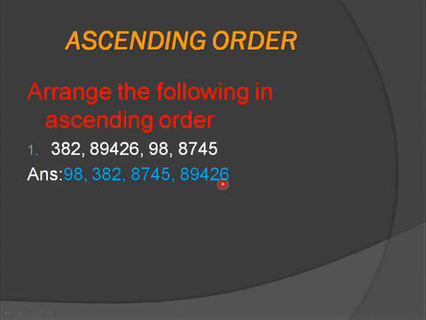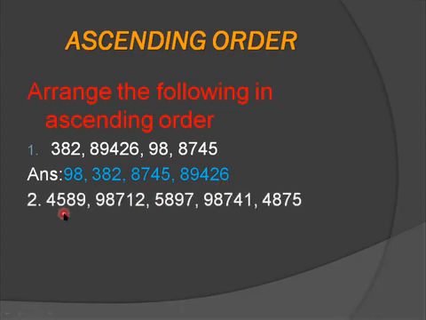Let us see one more example. 4,589, 98,712, 5,897, 98,741, 4,875. So these are the numbers how you are going to arrange. Now here all the numbers are in 4 and 5 digits only. This is 4-digit number, this is 5-digit number, this is 4-digit number, again 5-digit, and here 4 digits. Now which is small? So here you see 4-digit numbers, we have 3 numbers, 1, 2, 3.